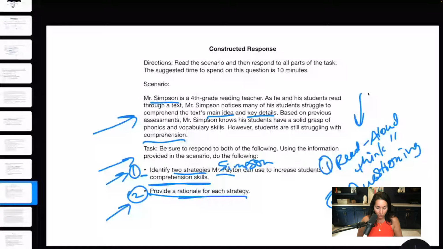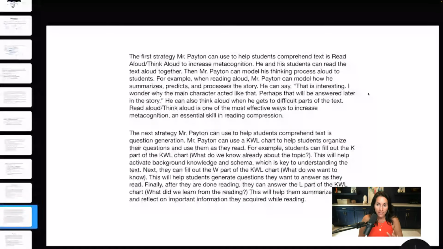All right, let's take a look at what I would do. Now, again, you might have a journalism degree, you might have a creative writing degree. We are not dealing with that. We are going straight to identify what we're doing immediately and then give some specific details right away. Boom. Paragraph number 1. The first strategy, Mr. Payton, it should say Mr. Simpson. I'm sorry. We're going to change him to Mr. Payton. The first strategy Mr. Payton can use, or you could say the teacher can use to help students comprehend text, is read aloud, think aloud to increase metacognition.